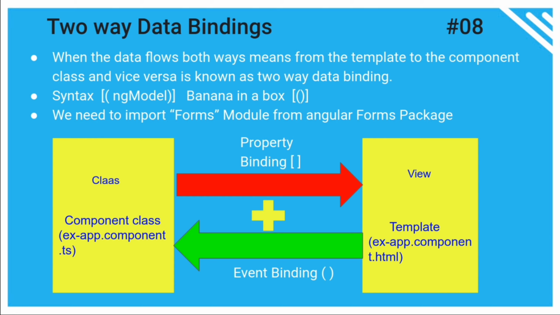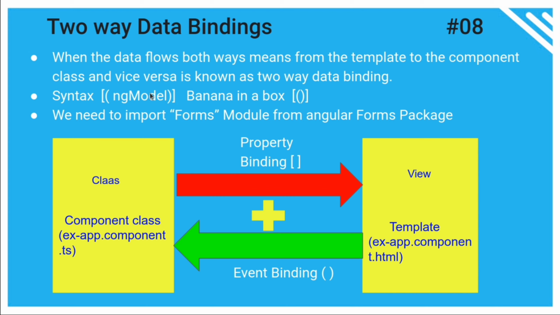So hi everyone, in this video we are going to discuss two-way data binding. As you can see in the diagram, in two-way data binding, the data flows from the class file to the view file and also from the view file to the class file. So in short, we can say the data flows in both ways in the case of two-way data binding.